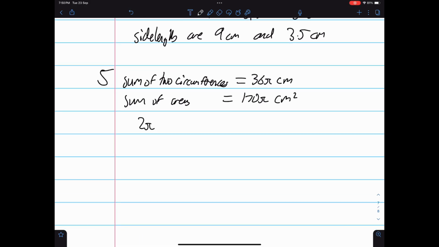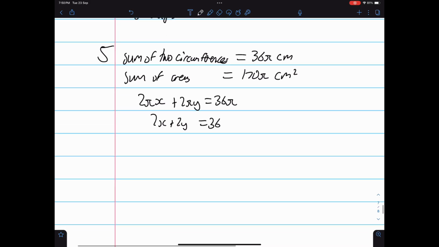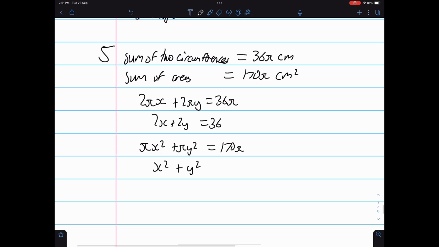2 pi x, we should say, trying to find the radius of each circle. So 2 pi x plus 2 pi y equals 36 pi. So that's just 2x plus 2y equals 36 because the pi's will cancel. Sum of areas will be pi x squared plus pi y squared equals 170 pi. Again, just get rid of those pi's.